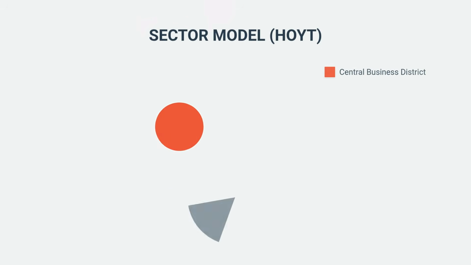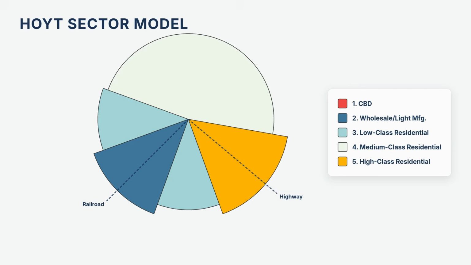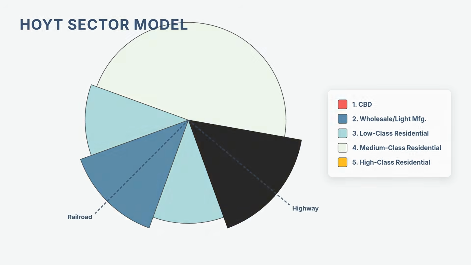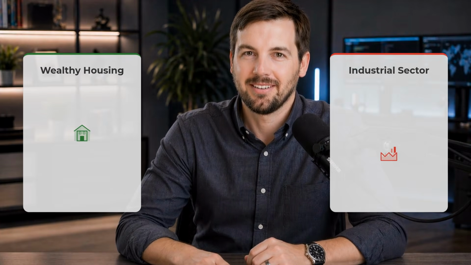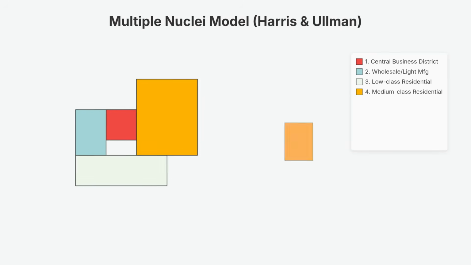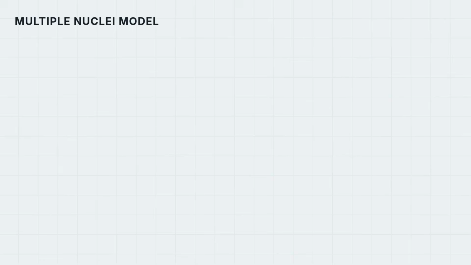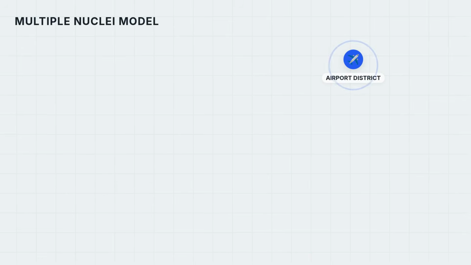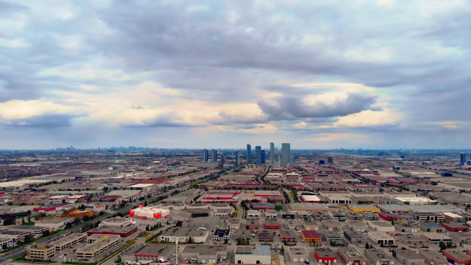Another model is the sector model, developed by Homer Hoyt. It shows that cities grow in wedges or sectors along transportation routes, such as railroads or highways. Wealthy housing may expand outward in one direction, while industry grows in another. The multiple nuclei model by Chauncey Harris and Edward Ullman argues that cities develop several centers instead of one. For example, a city may have an airport district, shopping district, university district, and business center. This model fits many modern metropolitan areas.